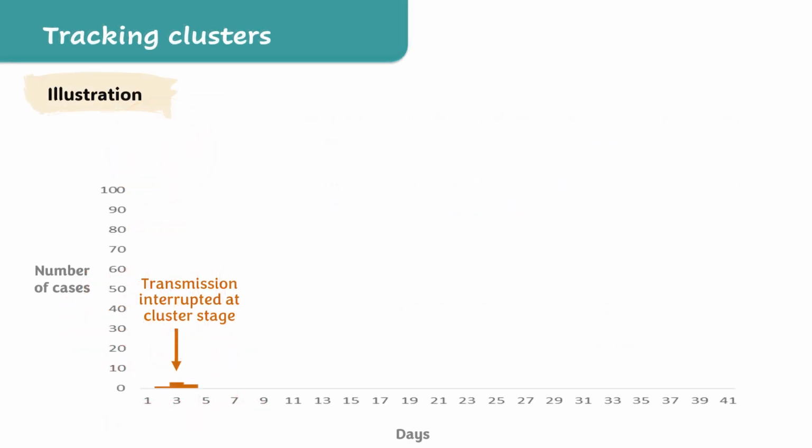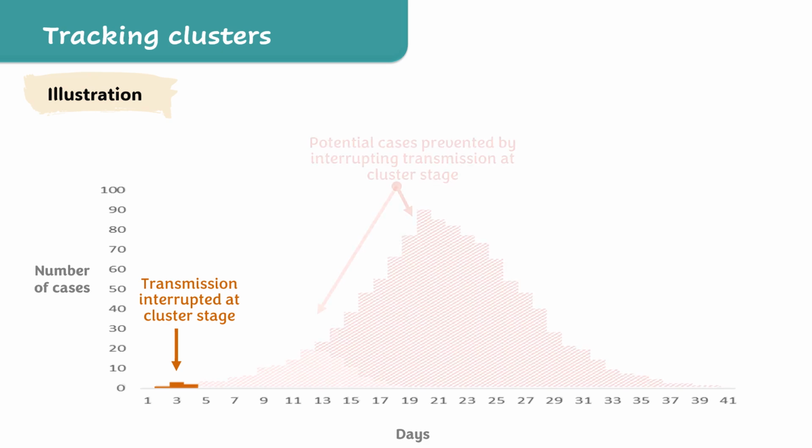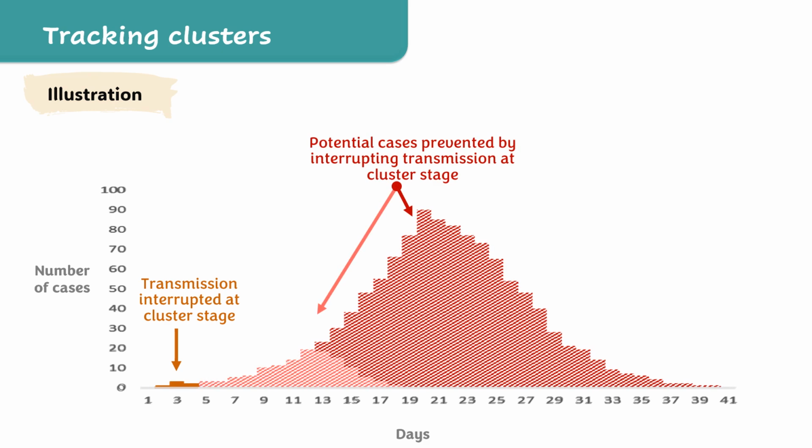Going back to our previous example, if surveillance is sufficiently performant to track clusters in order to guide highly targeted interventions around cases, then the number of cholera cases that can be prevented is even higher.